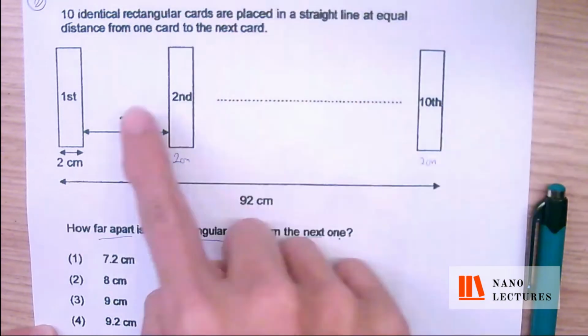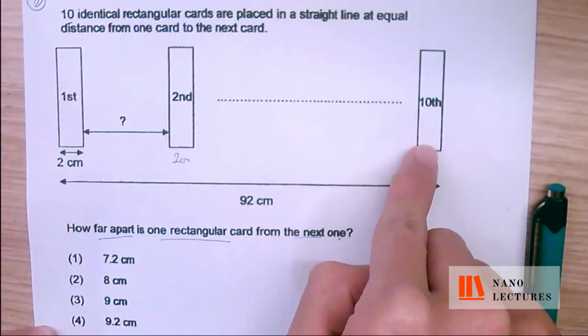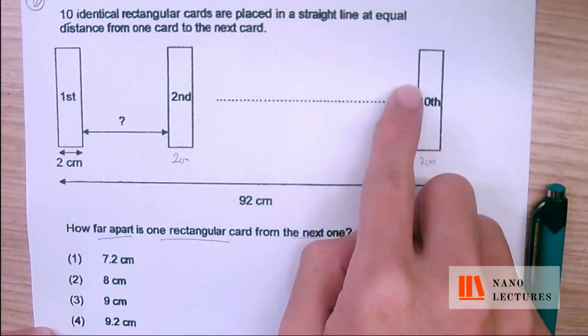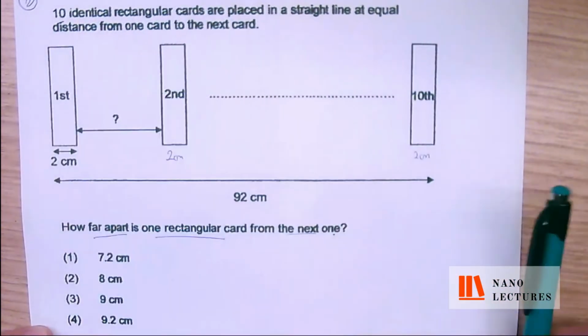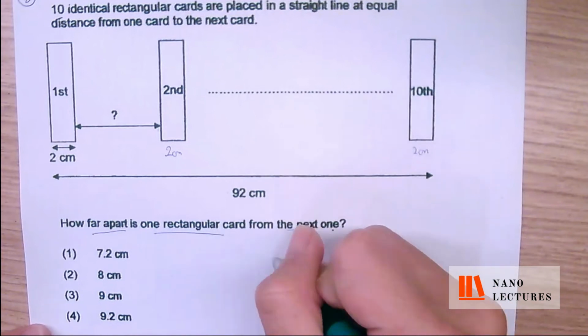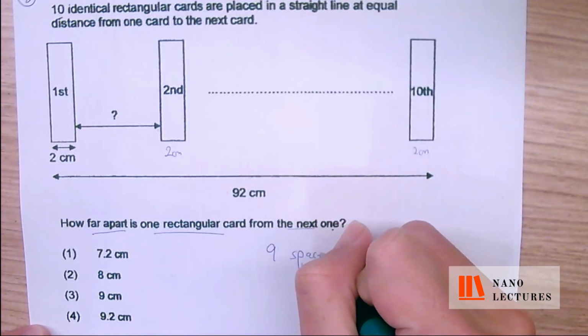Using the same logic, now I have 10 cards. 10 cards, I take 10 minus 1, I will have 9 spaces. So I will have 9 spaces in between. Okay, so in between, I'm going to have 9 spaces.